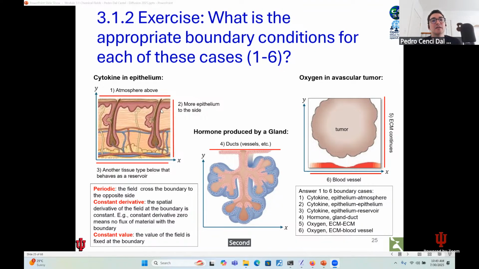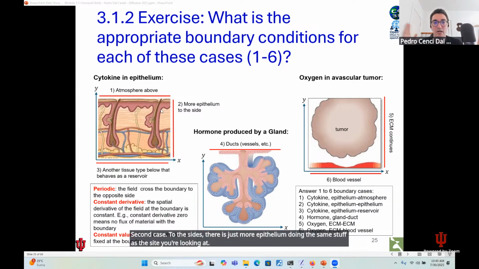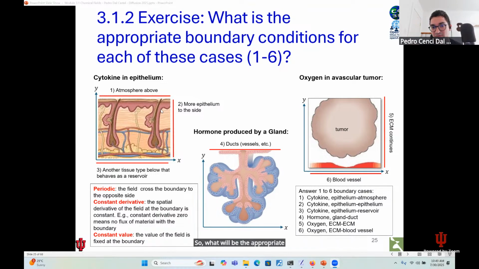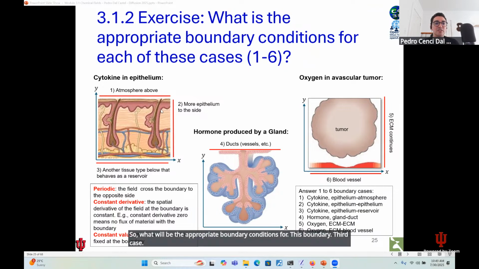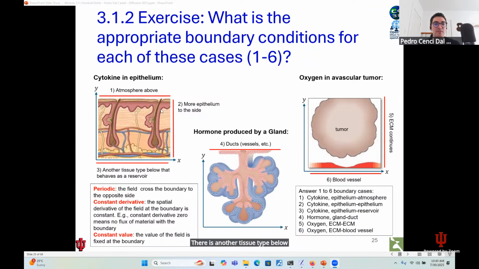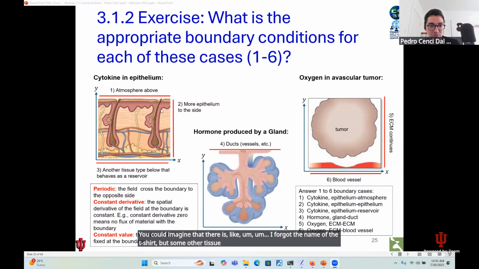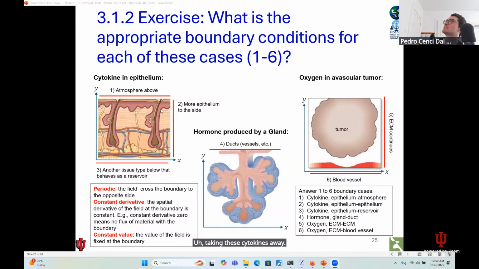Second case, to the sides, there is just more epithelium doing the same stuff as the site you're looking at. So what will be the appropriate boundary conditions for this boundary? Third case, there is another tissue type below the epithelium behaving as a reservoir. You could imagine that there is some other tissue, or blood vessels taking these cytokines away, or the lymphatic system, whatever. Okay.